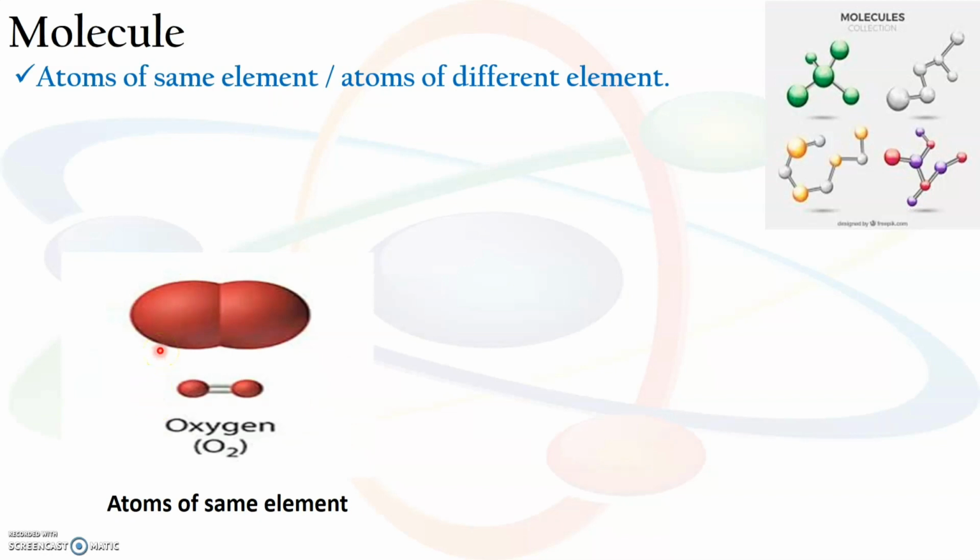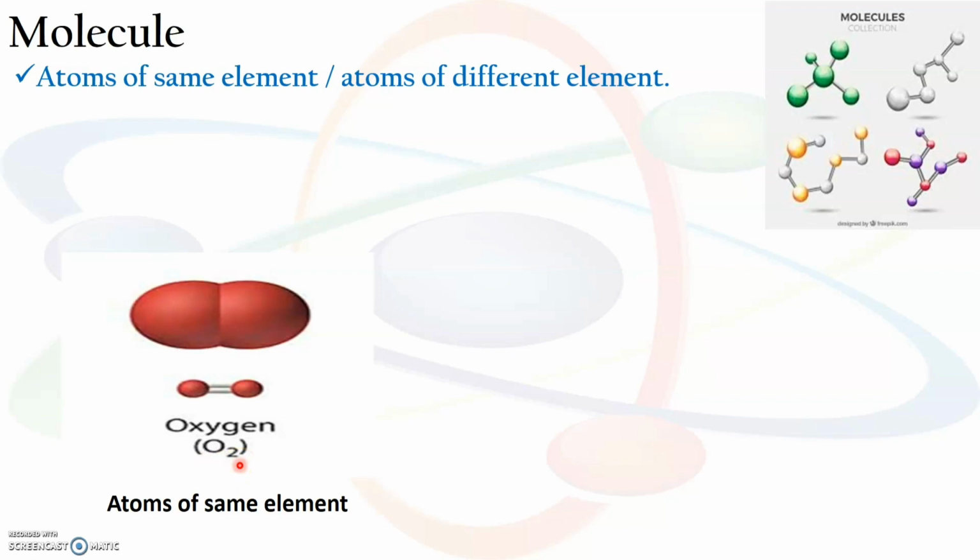A molecule is formed when the atoms are bound together with a chemical bond. Now here in this case of the molecule oxygen, it has the molecular formula O2, which means that two atoms of oxygen from the same element oxygen have combined to form a molecule of oxygen with the formula O2.